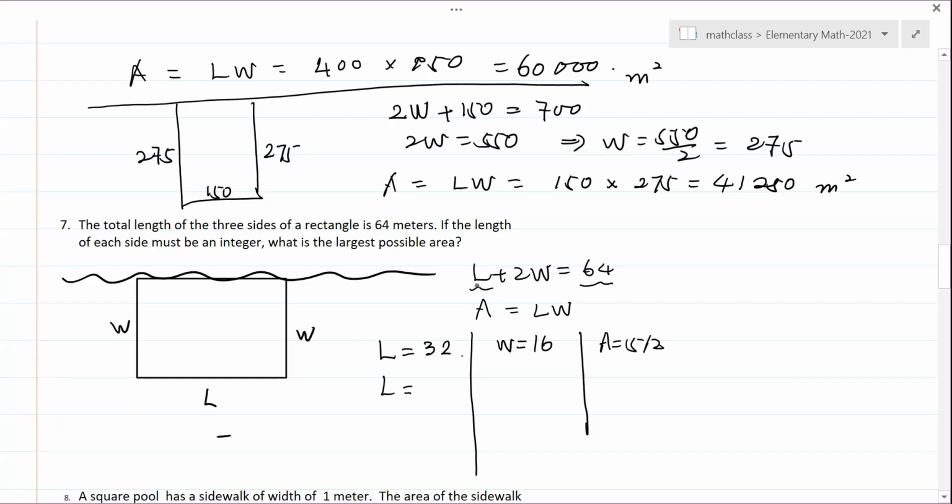Then you increase the length, but clearly L must be an even number, because otherwise you cannot find an integer for W, okay? So if we increase L, so L is 34, and W is going to be 15. And you will see that the area is going to be increasing. That's 510, okay? Right? So when L equals 36, W is going to be 14.